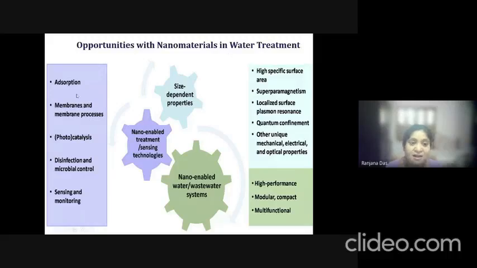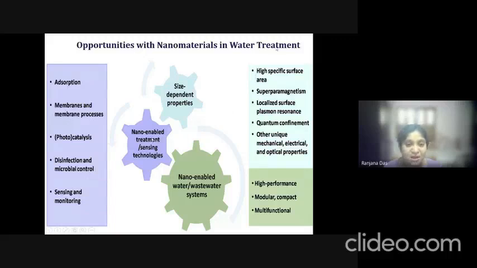And there lies the adsorption process. We can prepare the nanoadsorbent. We can incorporate the nanomaterial in membrane separation processes. We can use this for the photocatalyst. We can use this for microbial control and obviously for sensing purposes. So, using these properties, we can design nano-enabled treatment.